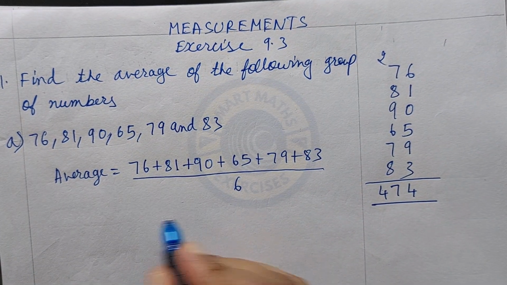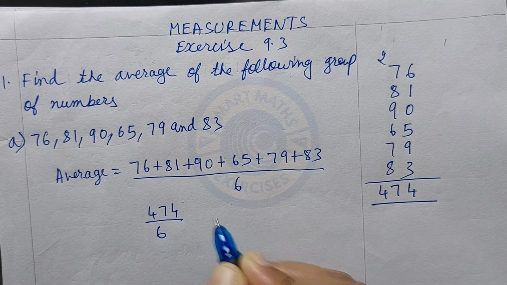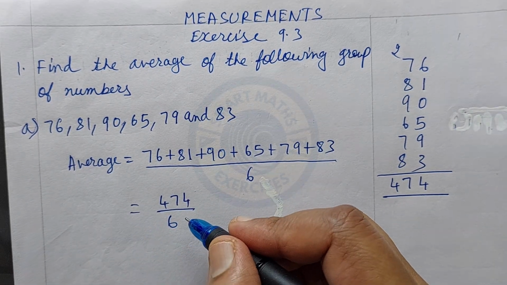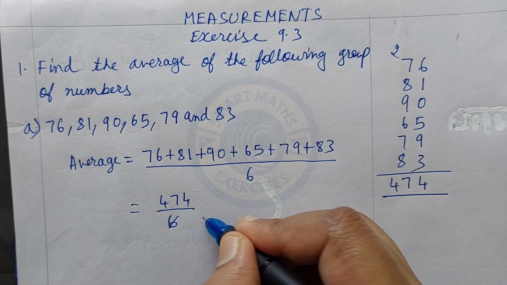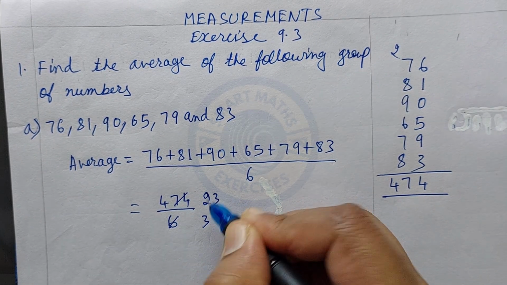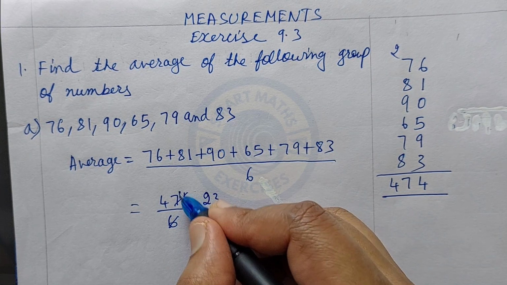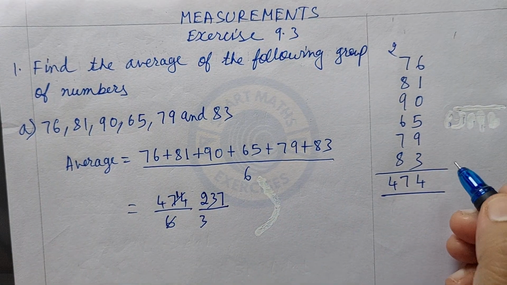474. Now divide 474 by 6. We can simplify here. 474 and 6 both go in the 2 table. 2 3s are 6. 2 2s are 4. 2 3s are 6. 7 minus 6 is 1. 2 7s are 14. 237 by 3.